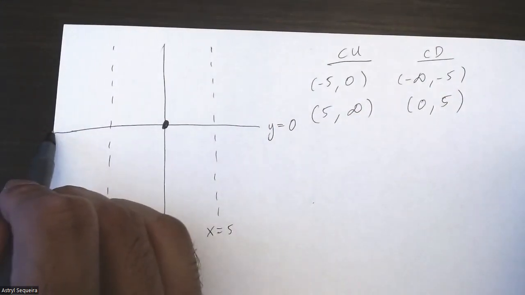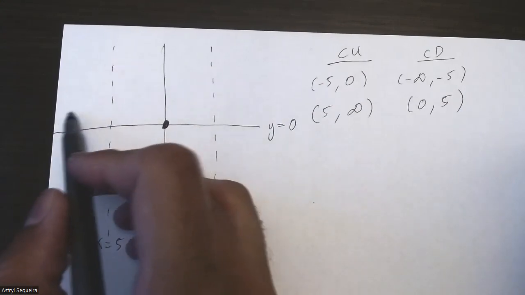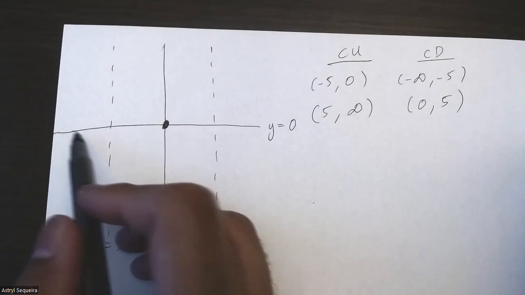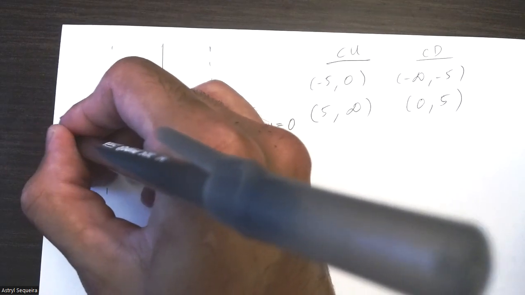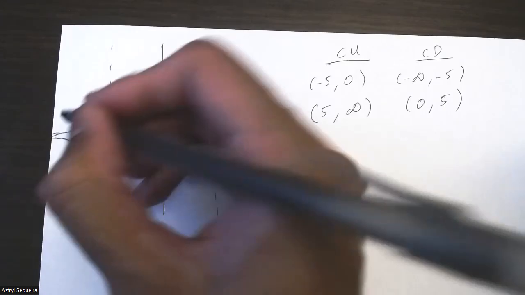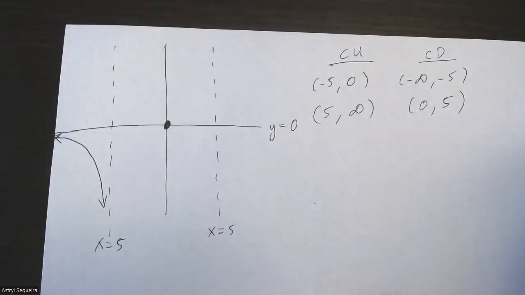So let's say I'm starting on the left here. I have two choices. I can go like this upwards or like this downwards. Since the function is decreasing and concave down, it means I have to go downwards like this. There's no other choice of decreasing and concave down. So that's that end of the function right there.